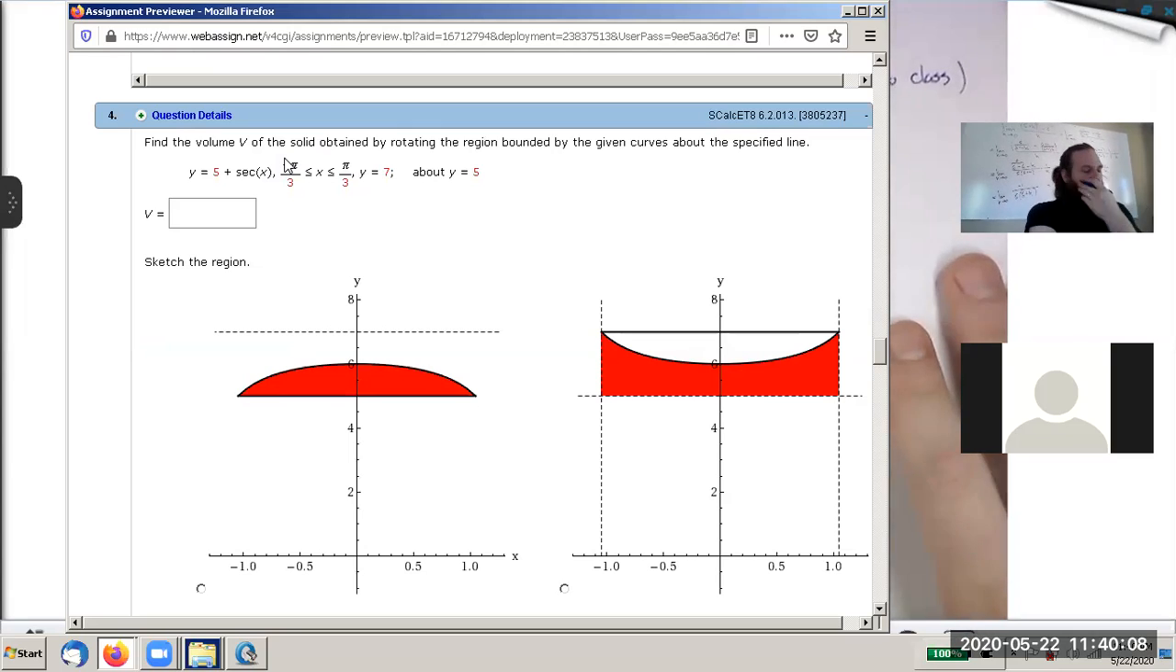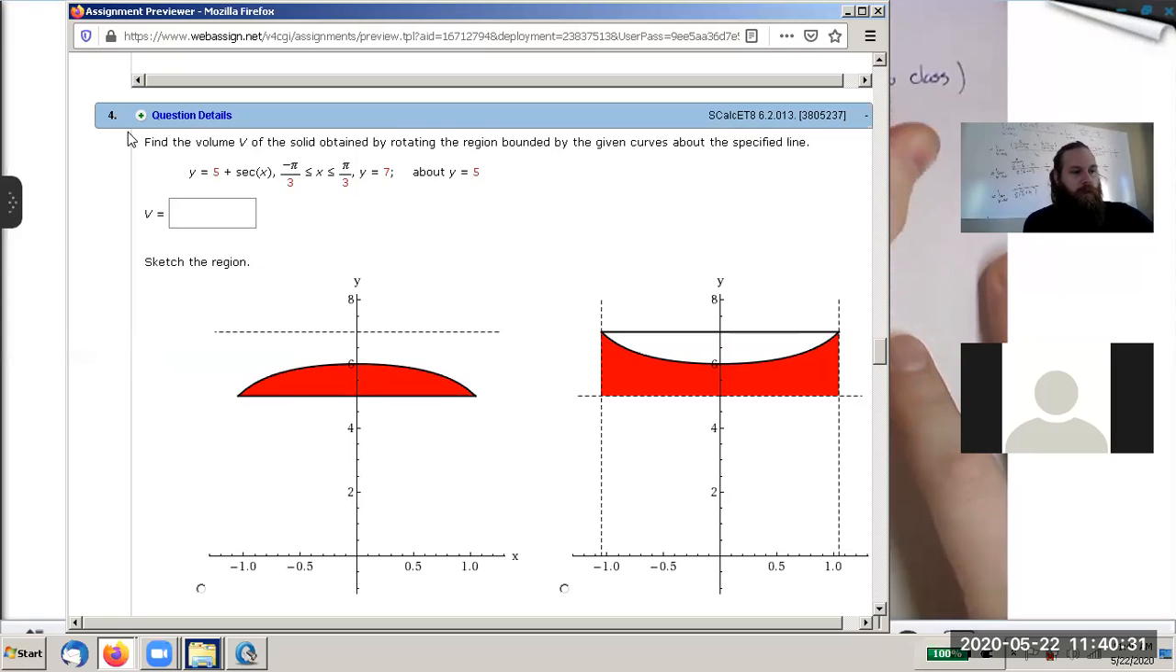I'm not going to write all the words here. Find the volume of the solid obtained by rotating the region bounded by the given curves about the line. So the curves are y equals, this one's giving me 5 plus secant x. Your numbers might be a little bit different, where x is between negative pi over 3 and pi over 3. About the line y equals 5.